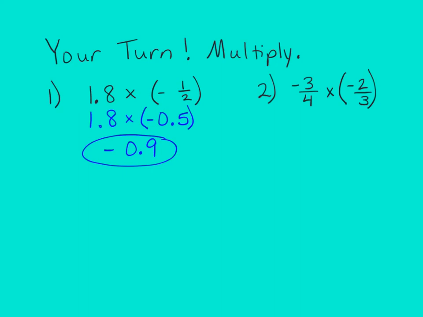Our second problem, negative 3/4 times negative 2/3. I could rewrite my numerators, negative 3 times negative 2, and then my denominators, 4 times 3. Negative 3 times negative 2 is a positive 6, and then 4 times 3 is positive 12. And 6 over 12 will reduce. They'll both divide by 6. We get 1/2.